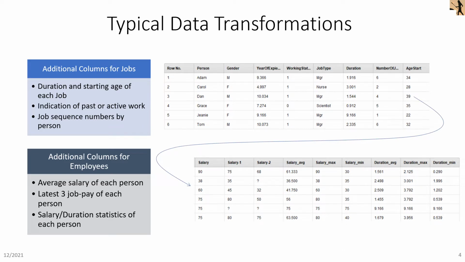Again, using RapidMiner operators, we can quickly come up with this output with only 6 records, 1 for each employee. On top is mostly the columns related to the latest job, and on the bottom will be the salary histories and statistics, and on the job duration as well.